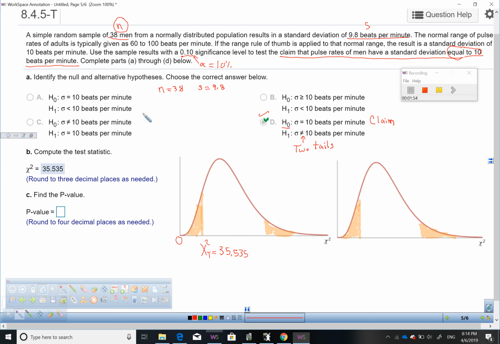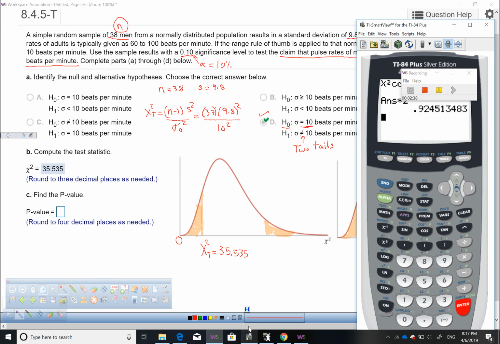To compute the test statistic, we use this formula: n minus 1 times s squared over sigma squared. That sigma corresponds to the sigma that is in the null hypothesis, this sigma right here. So if you actually do this computation, 38 minus 1 is 37. S is 9.8 to the second power. The sigma that is in the null hypothesis is 10 to the second power.